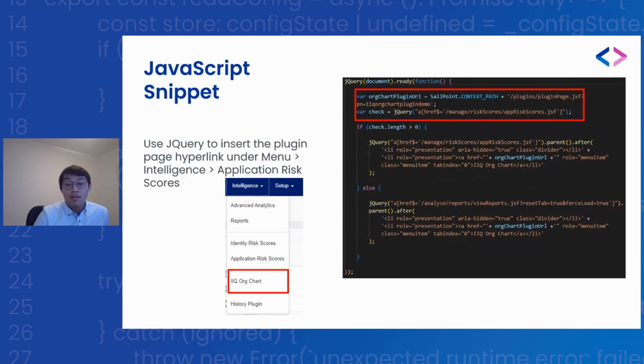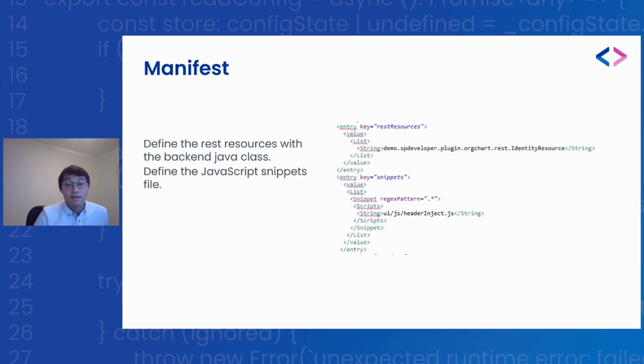To access the plugin, we use the JavaScript snippet with jQuery to insert the plugin page hyperlink under Manual Intelligence Application Risk Score. In the manifest, do not forget to define the REST resources with the backend Java classes. Also define the JavaScript snippet file.